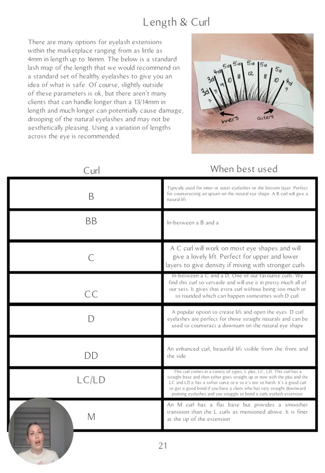B, BB are less curly, and then you've got your DD, which is more curly, and then a couple of kind of specialist curls in terms of LC, LD, and M curl, but we won't go over those too much today just because it confuses everything. And then we've got length.